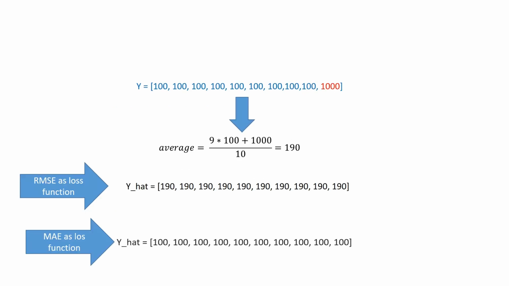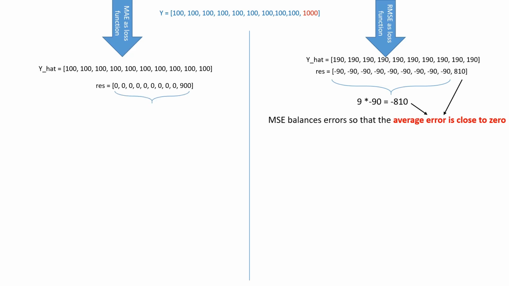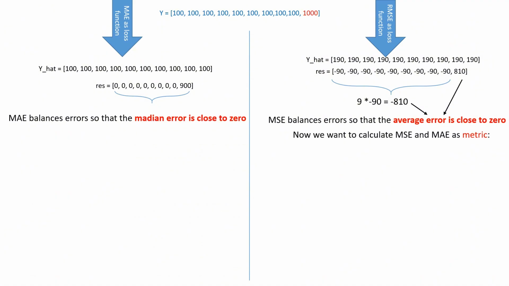Now if we consider MAE as loss function, our predicted values become 100. Why? Because MAE tries to match the median of the data. Now look at the residuals of the two models. The model trained with MSE, we have 9 negative 90, and 1 810. The sum of them equals 0. MSE balances errors so that the average error is close to 0. For the model trained with MAE, 90 and 190 (9 residuals of 0 and 1 of 900), the median is 0. MAE balances errors so that the median error is close to 0.